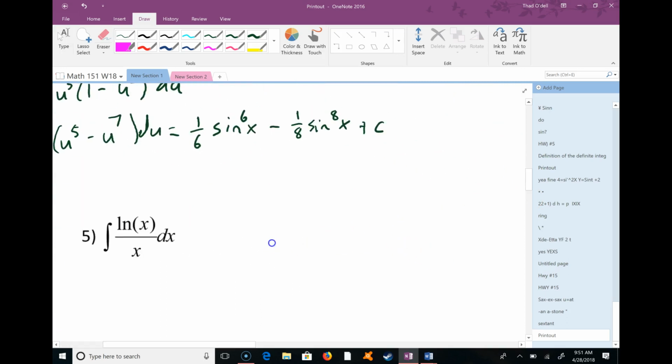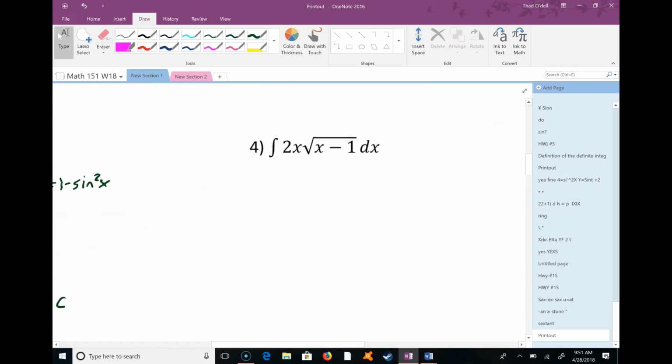Okay, on to number 4. This is a tricky one. We did this in class, but I'm just going to run through it again. Clearly, the inside function is x minus 1, but 2x is not the derivative of x minus 1, so I'm going to pick u to be x minus 1 and hope for the best. We notice that du is, of course, just dx, and that presents a problem because we still have this 2x out here that's not taken care of.